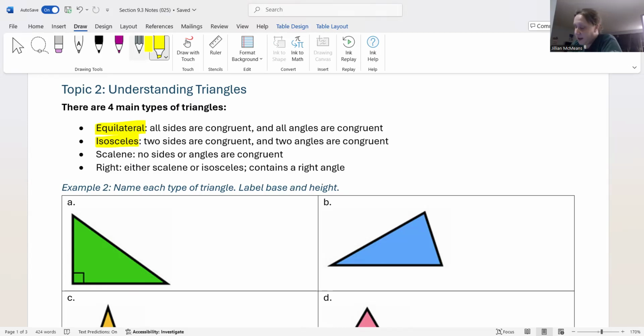And then we have a scalene. So a scalene triangle is one where no sides or angles are congruent. So you're going to have three sides that are different lengths, three angles that are different measures. And then finally, you can have a right triangle. Now, you have different types of right triangles. So you can have a right triangle that is either a right scalene or a right isosceles.